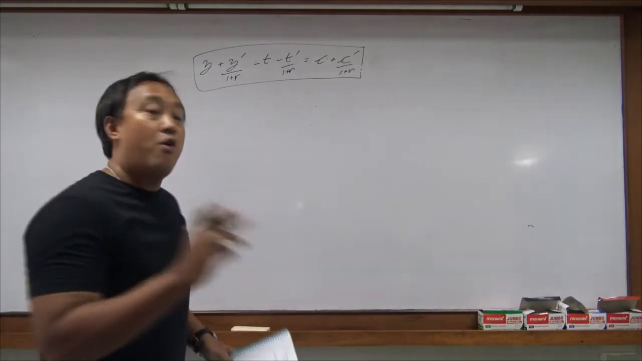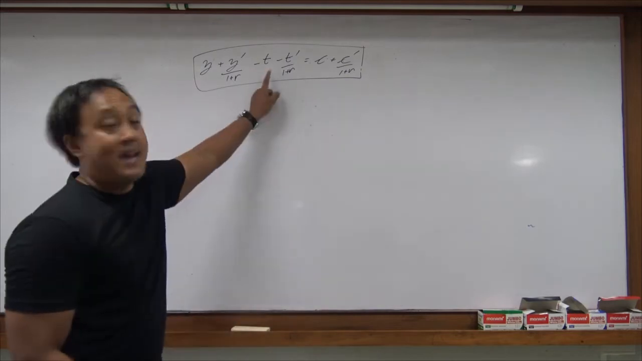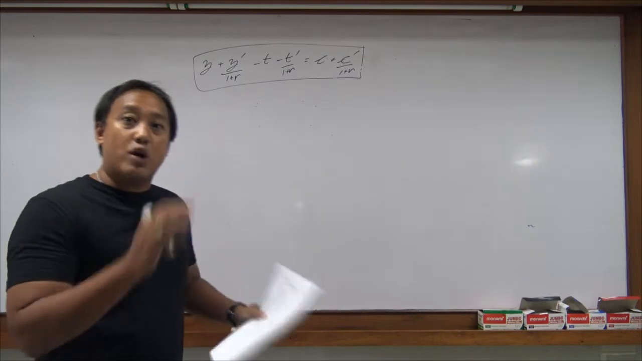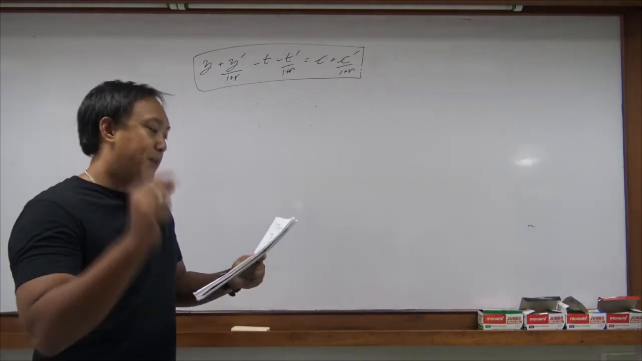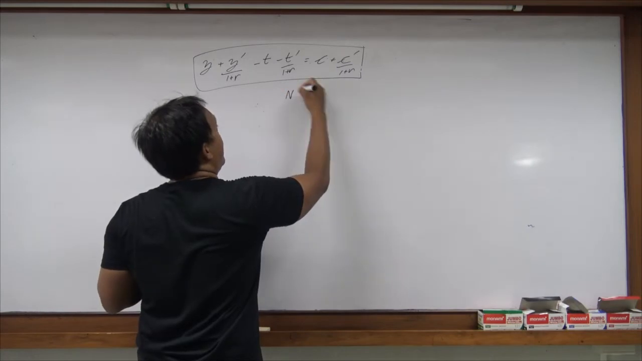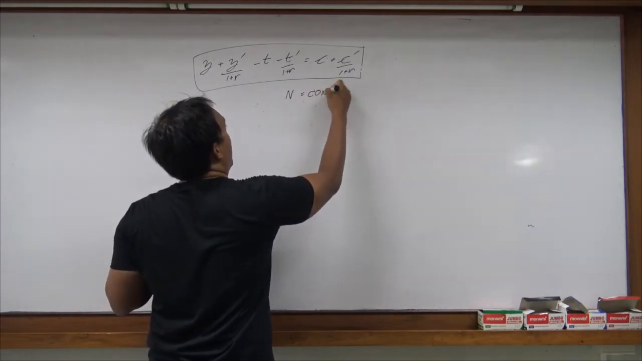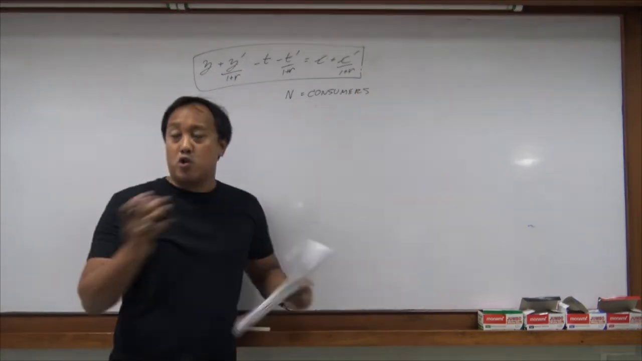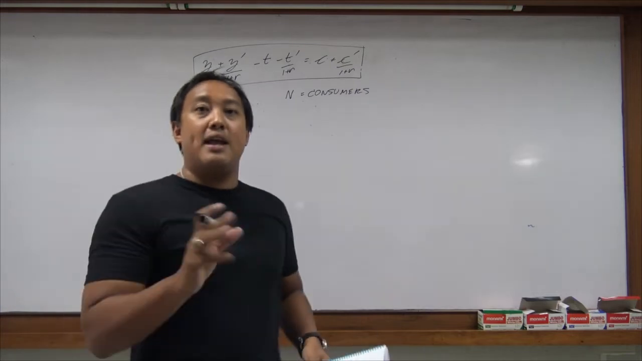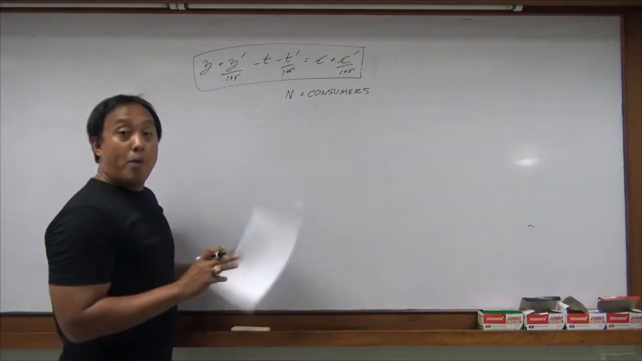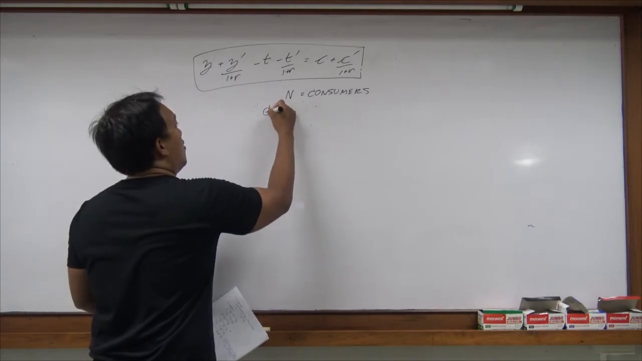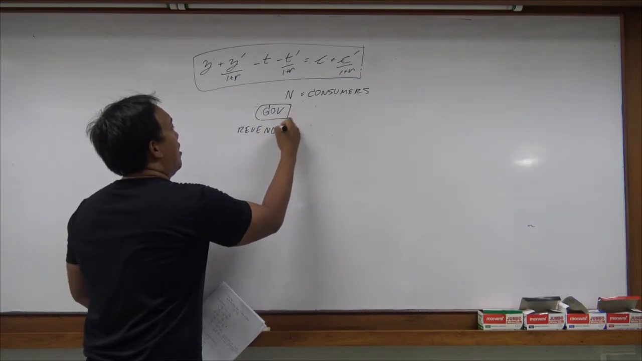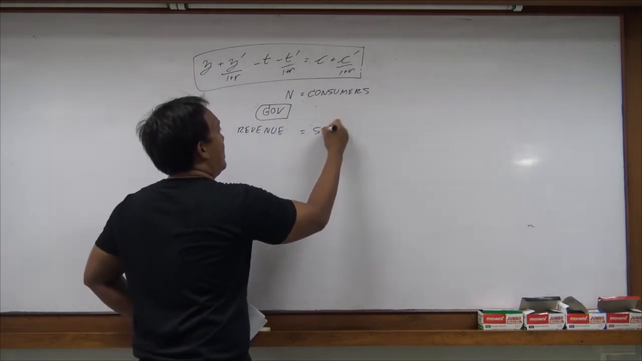Then let's focus on tax. Everyone has to pay tax today and tomorrow. Assume that in the economy we have N number of consumers, where big N is the total number of consumers in the economy. Then we look at the role of the government. You have the revenue of the government, and the revenue of the government should be equal to the spending of the government.